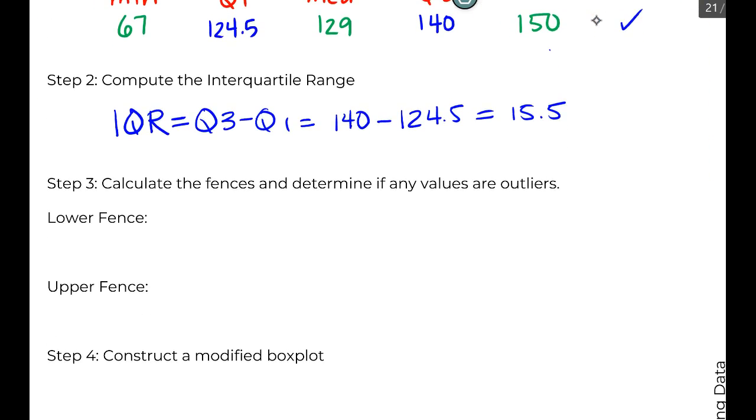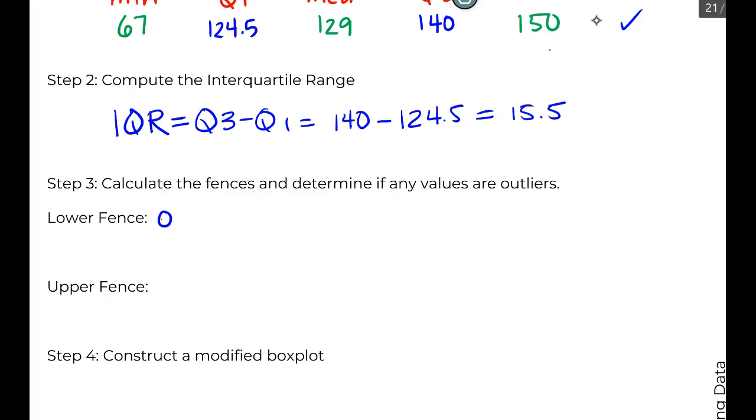Now, calculating the fences and determining if there are any outliers. This is usually 4 points on the exam. First thing we gotta do is deal with the actual calculations. One thing to do to make sure you get full points is write down the formulas you're using, because sometimes weird stuff happens when you go to plug in, and if you write down the formulas, I know that you at least knew that part.